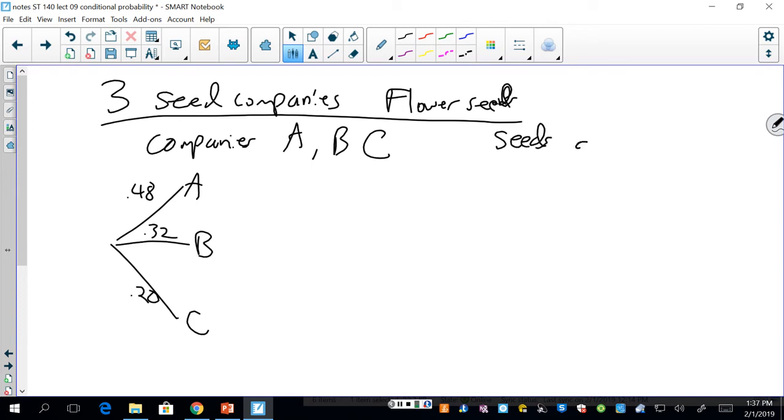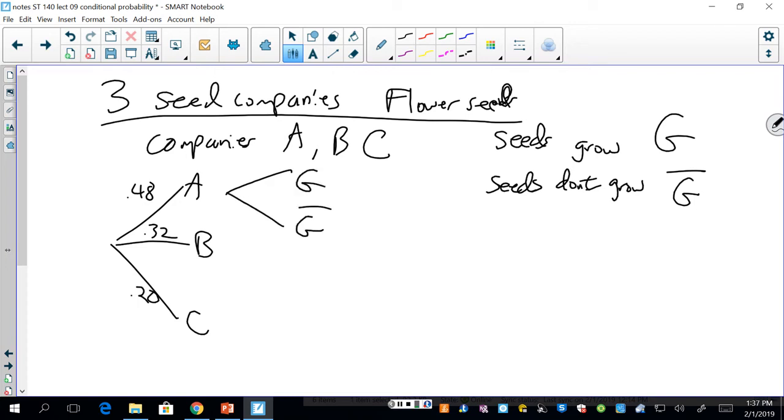Now, the seeds either grow, and if the seeds grow we could call that G. If the seeds don't grow, we'll call that G with a bar over it, like G opposite, don't grow. So for each of the seed companies, a certain proportion of the time they plant their seeds at intersections or different areas, and they grow, and sometimes they don't. So for each of these, there's a possibility of growing or not growing. G, not G.